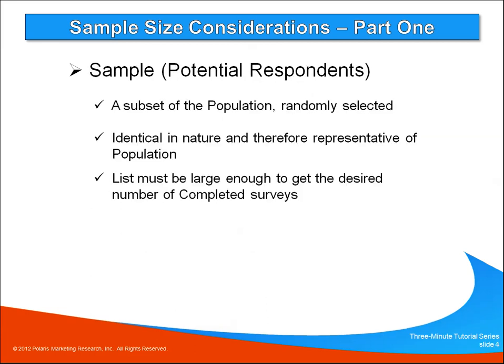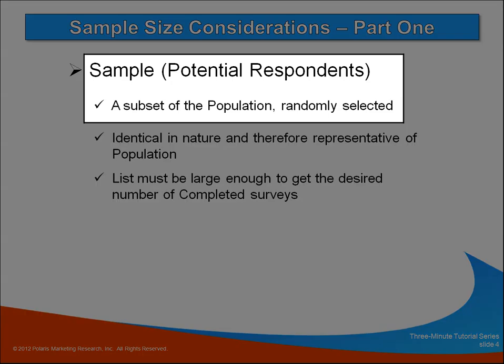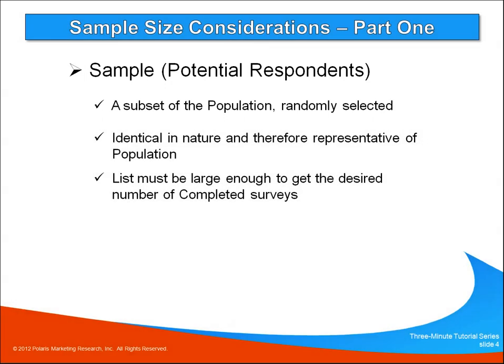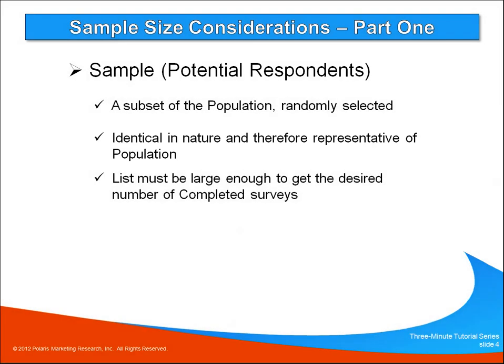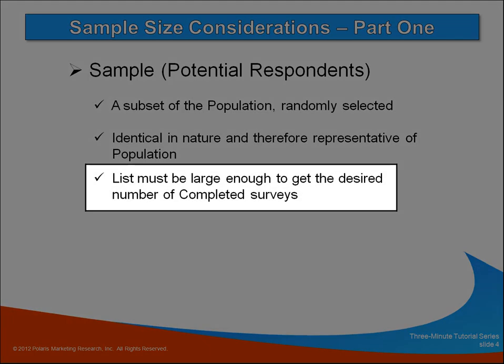To complete surveys, I'm going to need to compile a list of people that fit that description of the population. When I have a large population, my sample list has to be a smaller representation. And usually we randomly select people for that list by choosing, let's say, every 10th person. Everyone selected for the list should have the same characteristics as the population and therefore be representative. And the sample list should be large enough that you'll be able to get the number of completed surveys desired.